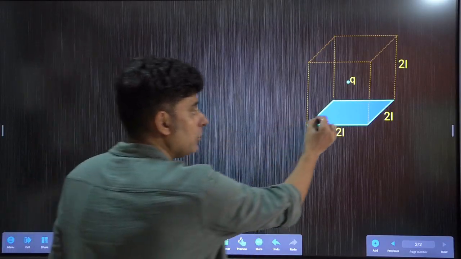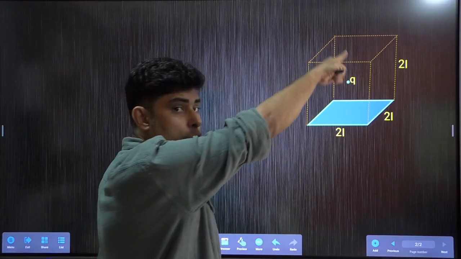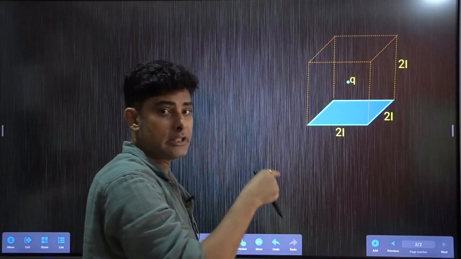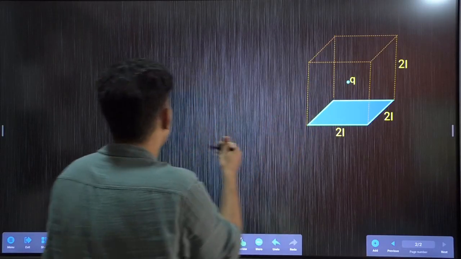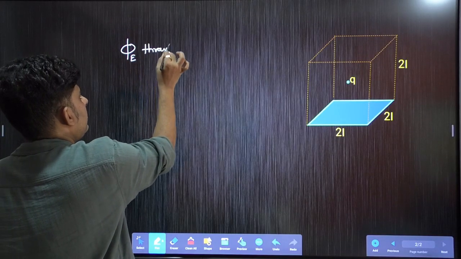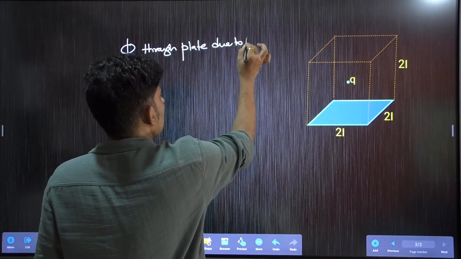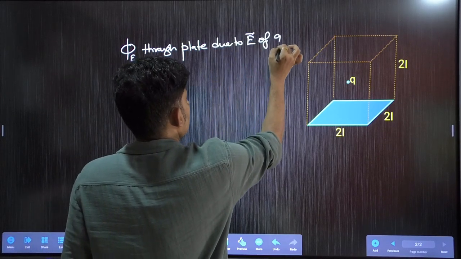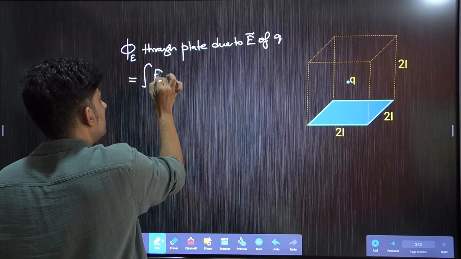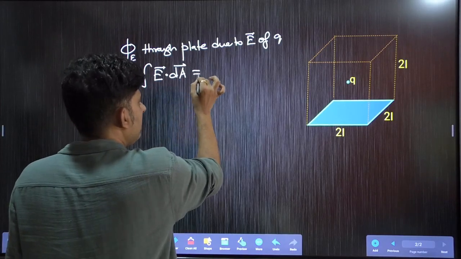If you take the plate which we had shown in the diagram and this charge Q, we can consider a cube whose side is 2L, and the charge Q will then be enclosed completely by the cube and will be at the center of the cube. So we know the flux through the plate due to the field of Q. How do we define it mathematically? We say it is the integral of E dot dA.